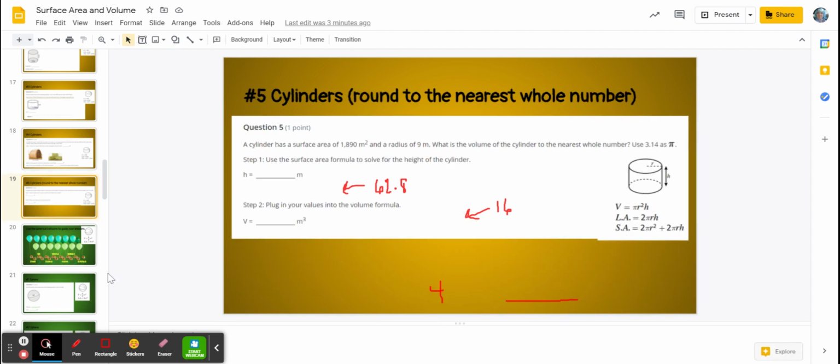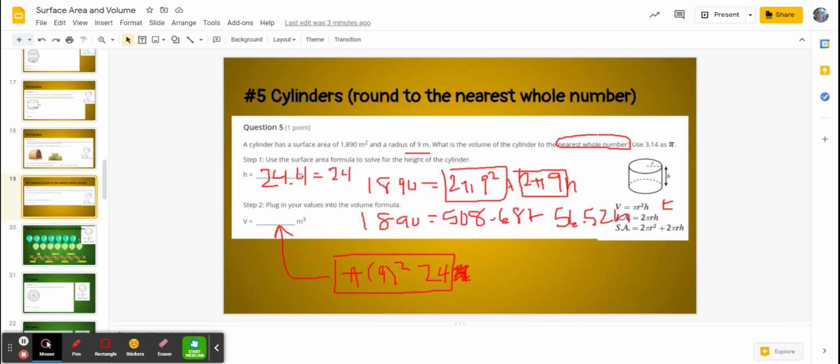We just did 5. So you've got to substitute everything in. You've got the surface area, you've got the radius. If you substitute in the surface area and the radius, you can find the height. Round the height to the nearest whole number. It says round the height to the nearest whole number. That's the mistake we were making before. And then it's just 24. And then substitute it in for volume. This is pi.